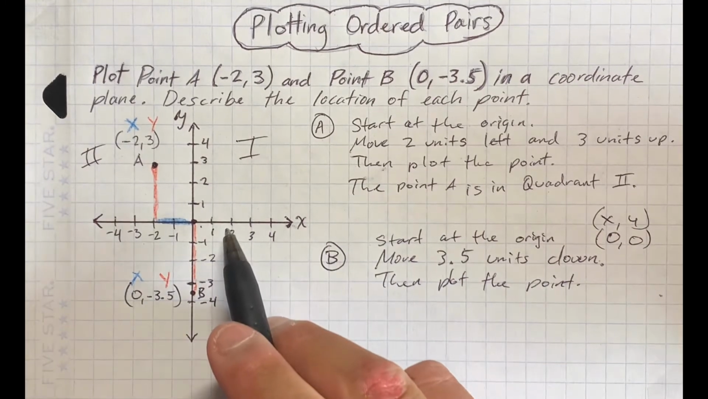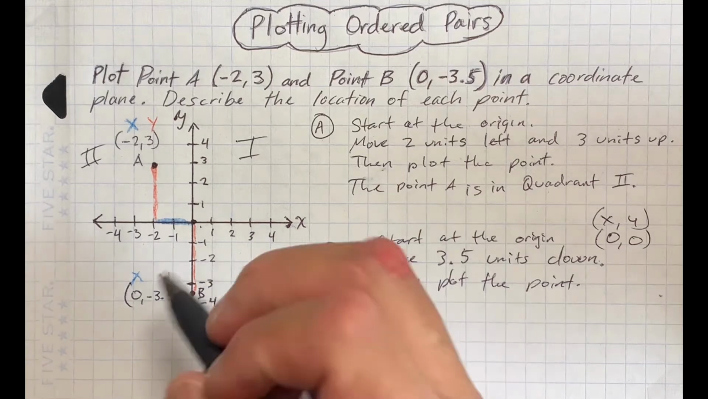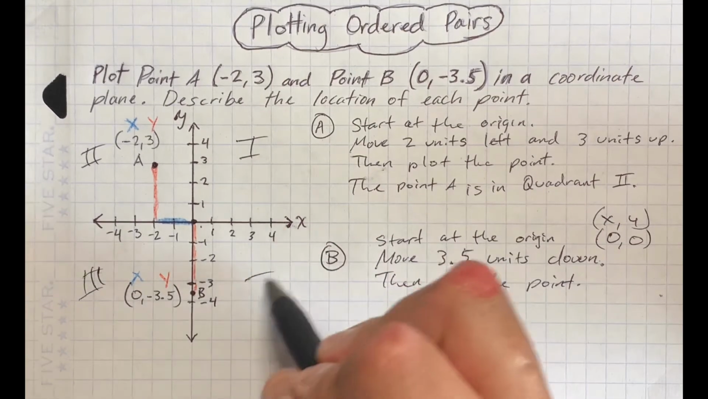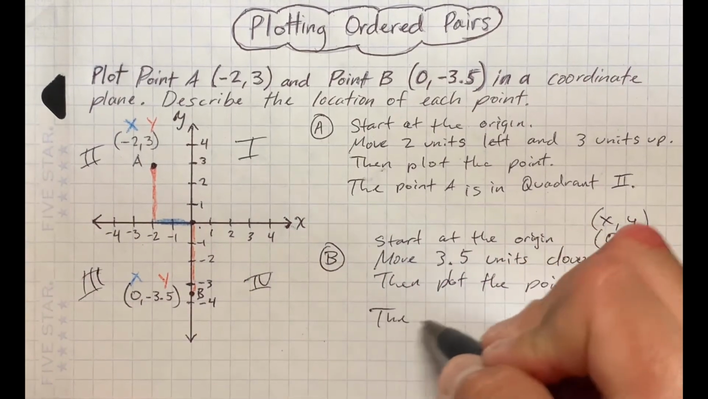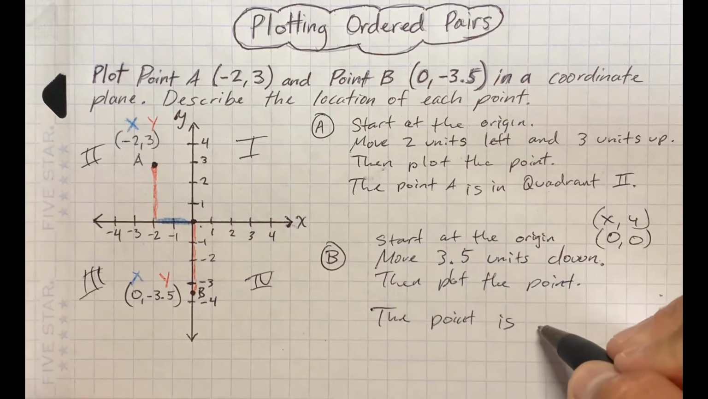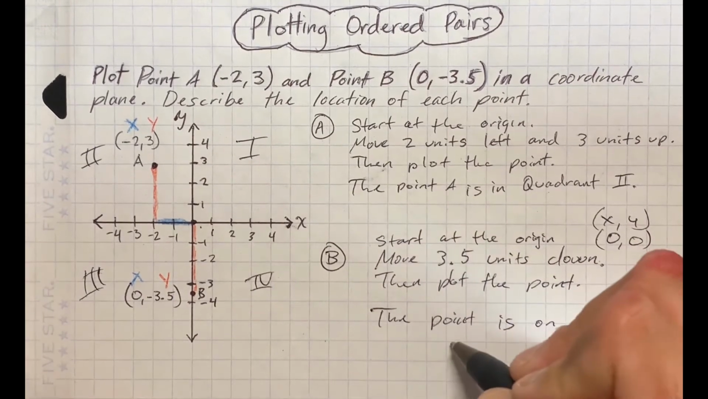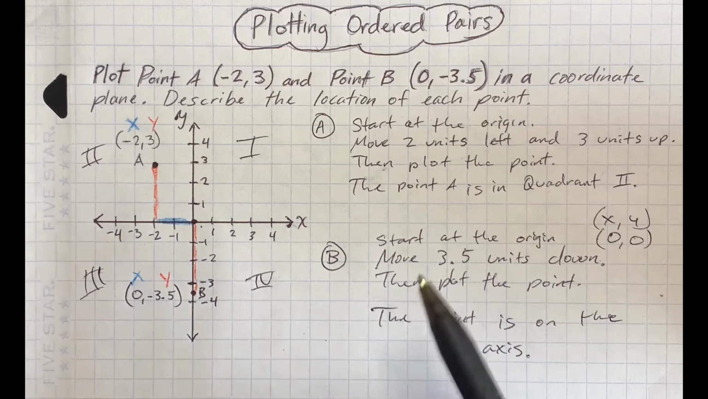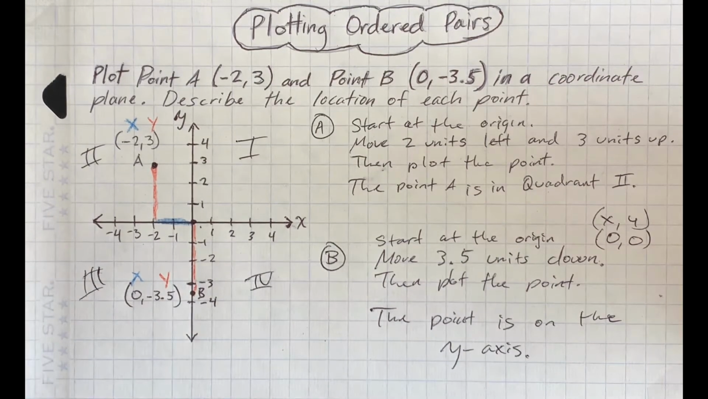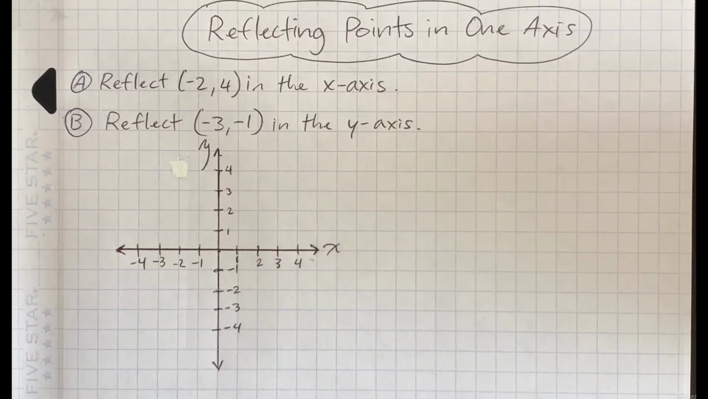And this point here is on the y-axis. It's not in quadrant 3. It's not in quadrant 4. It's right on the y-axis. So we're going to say the point is on the y-axis. All right, my friends, there you go. You just plotted ordered pairs and described their locations. So when we have you guys do some problems and you come to this type of problem solving, this is what you would do. All right, with this next problem, we're going to reflect points on one axis.